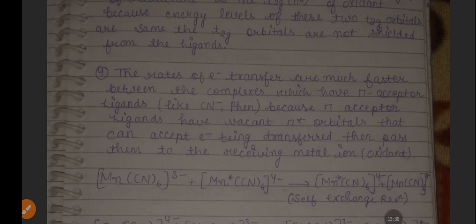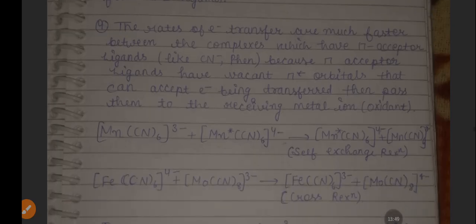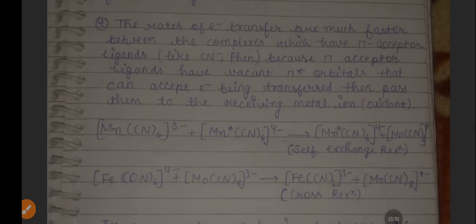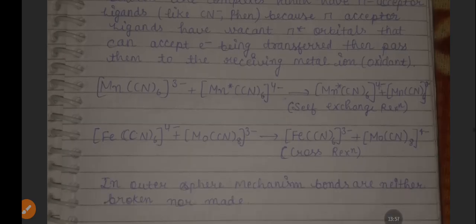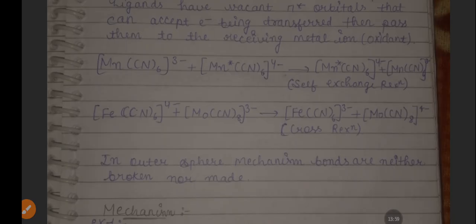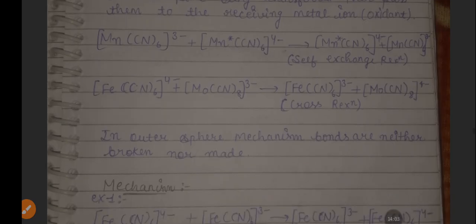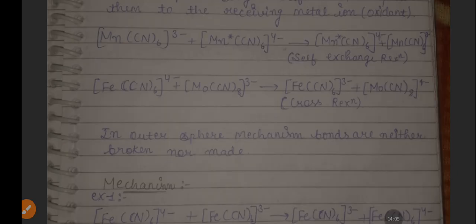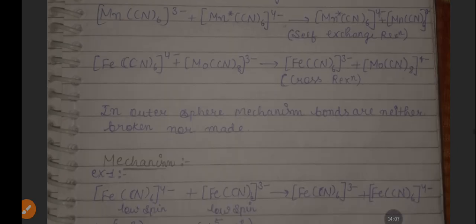The rates of electron transfer are much faster between the complexes which have pi acceptor ligands like CN- and phenanthroline, because pi acceptor ligands have vacant pi star orbitals that can accept the electron being transferred, then pass it to the receiving metal ion, the oxidant. These reactions are: first is a self-exchange reaction and second is a cross reaction. In the outer sphere mechanism, bonds are neither broken nor made.